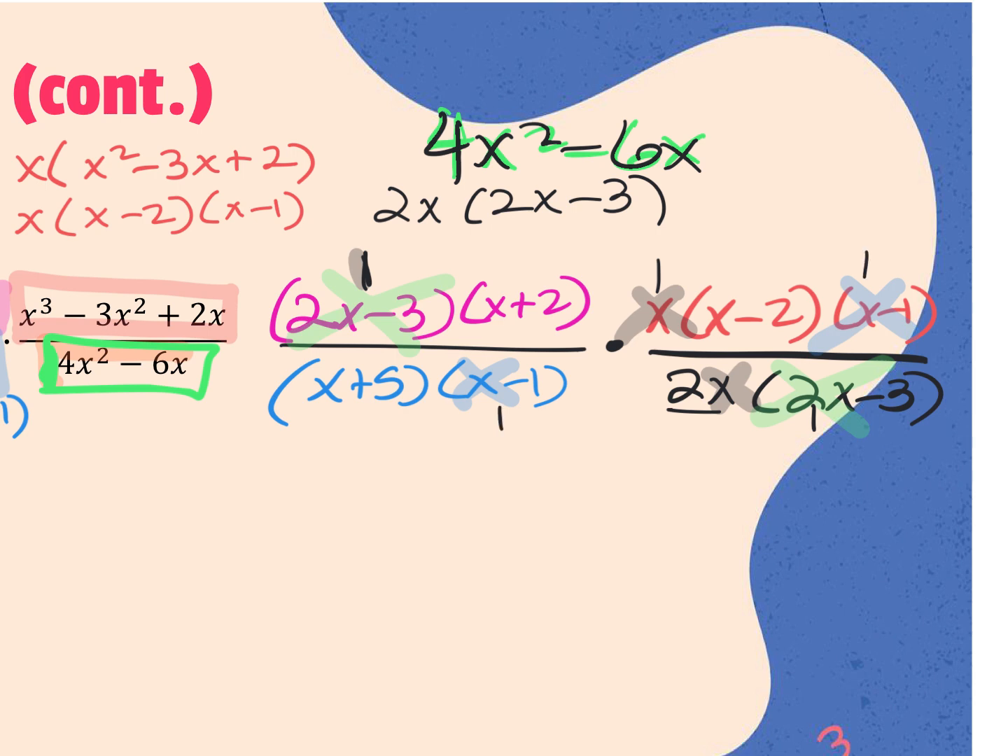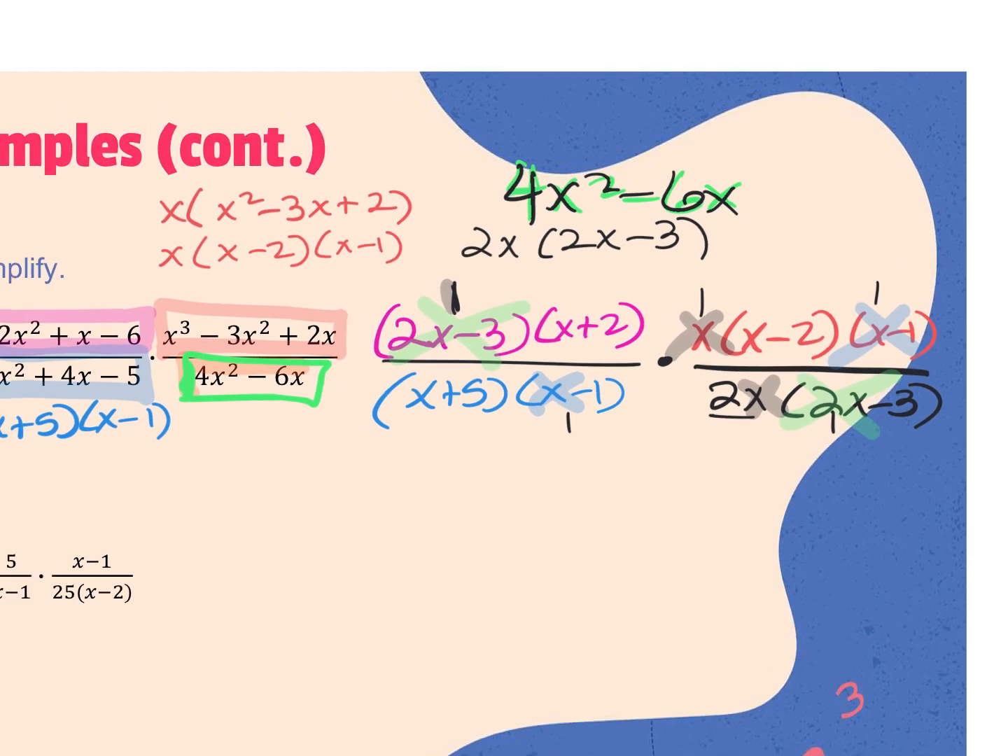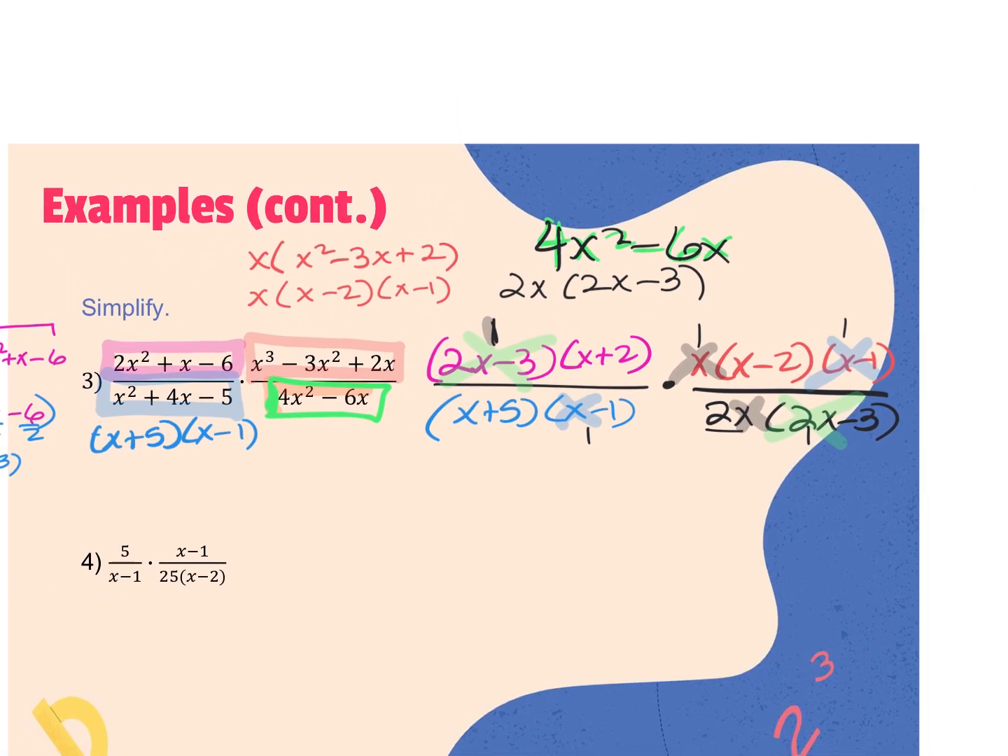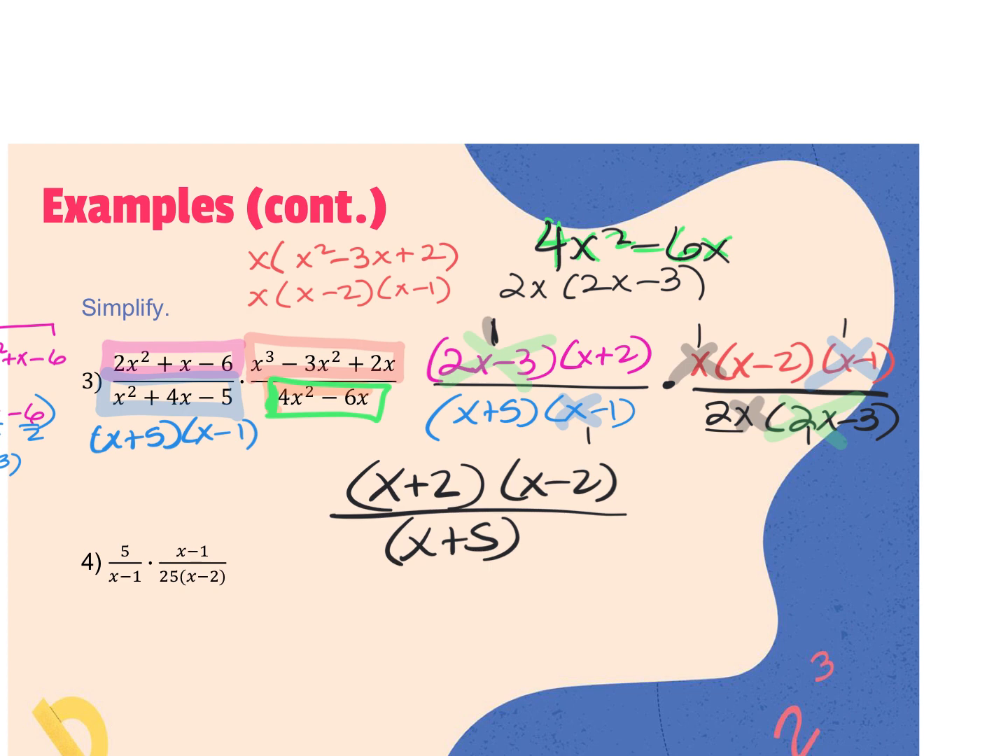And now nothing else can be canceled. So the final answer here is going to be the x plus 2 and the x minus 2. And in the denominator, the x plus 5 times the 2. And you leave it in factored form. Do not distribute, do not FOIL it back.